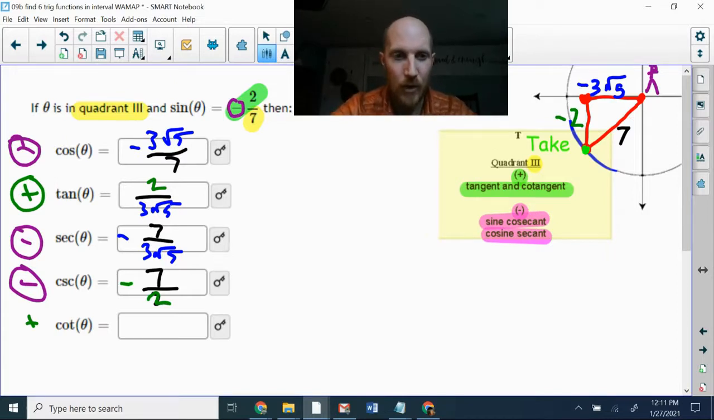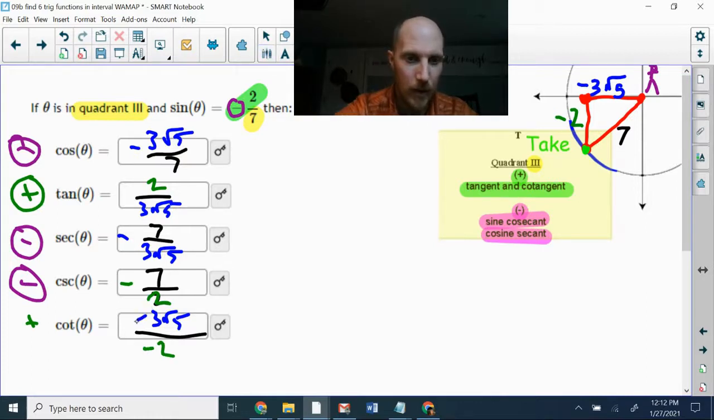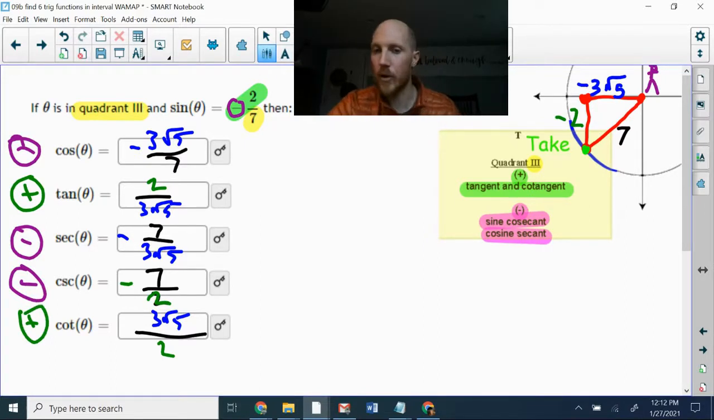Lastly, cotangent. Again, 2 options. It is the reciprocal of tangent. I've already written tangent down, so I could just take the reciprocal of that, or I can recreate it from my diagram. Cotangent is adjacent over opposite: -3 radical 5 over -2. A negative divided by a negative gives a positive result, so I can erase both of those negative signs, and that gives me a positive answer, which is what I said I should end up with for cotangent.